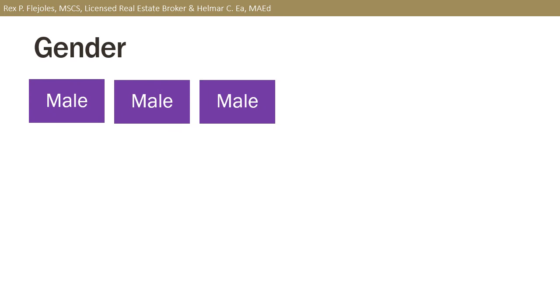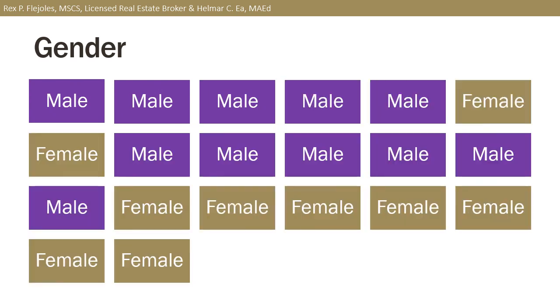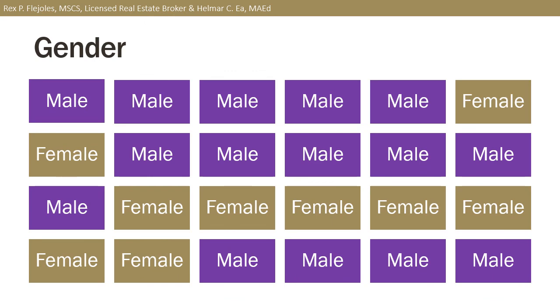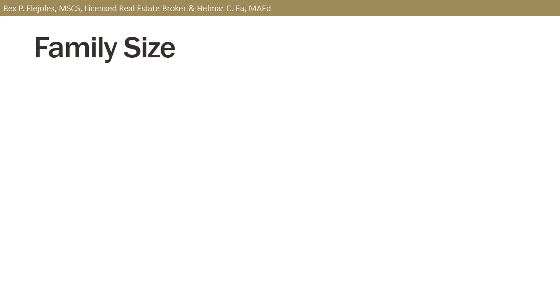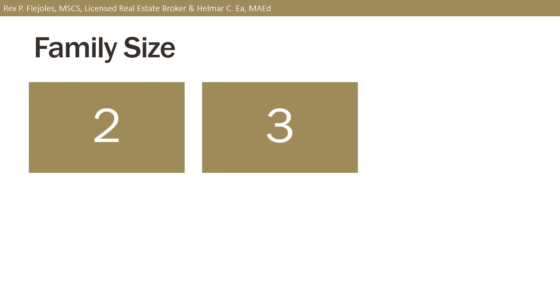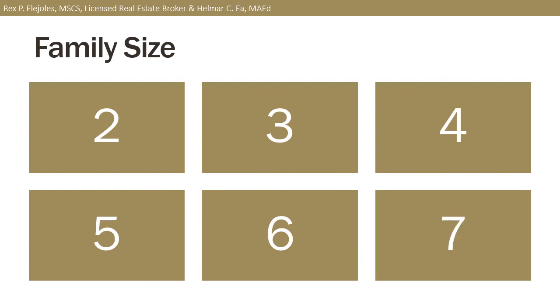In this dataset of gender, the modal gender is male that appears 15 times, while female appears 9 times only. In this set of family size, each value appears once only. This is an example of dataset with no mode since none of the values appeared repeatedly.